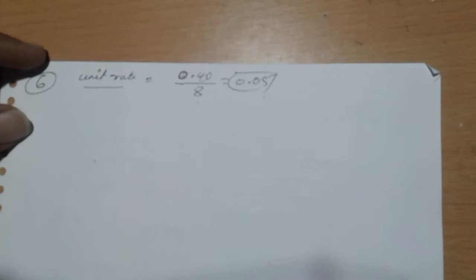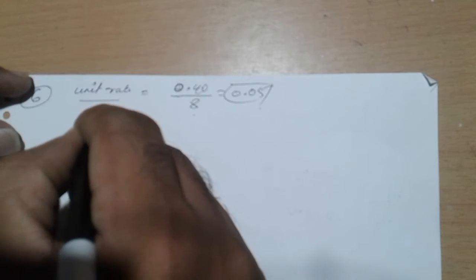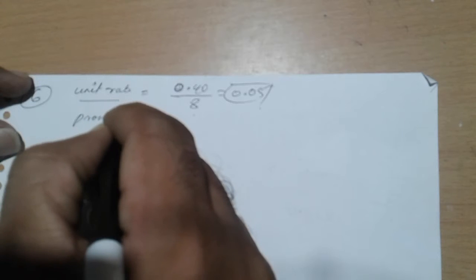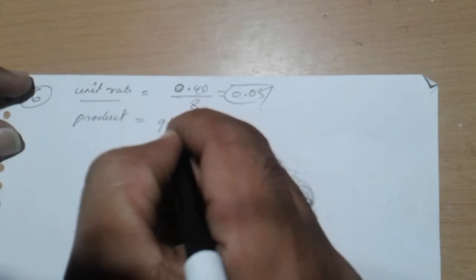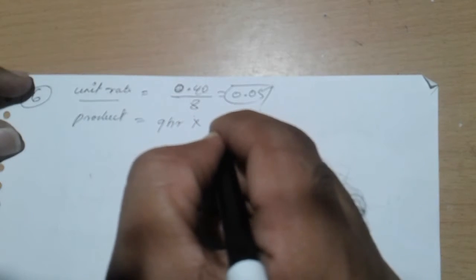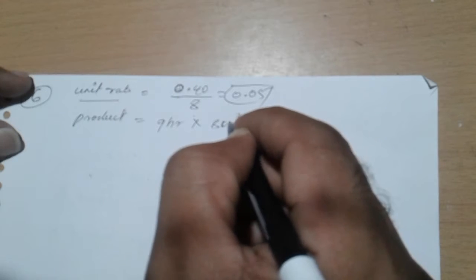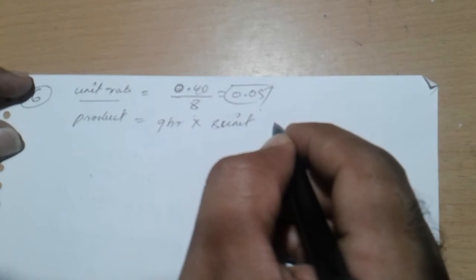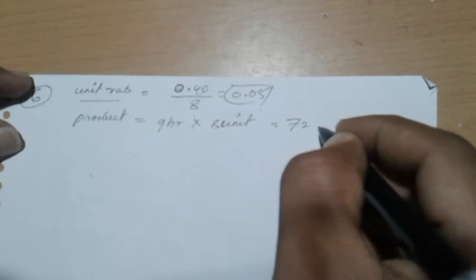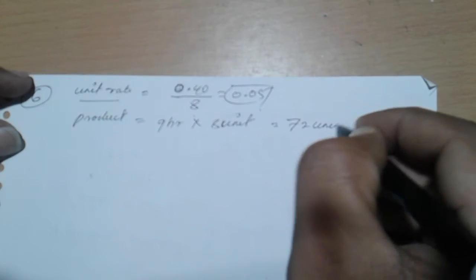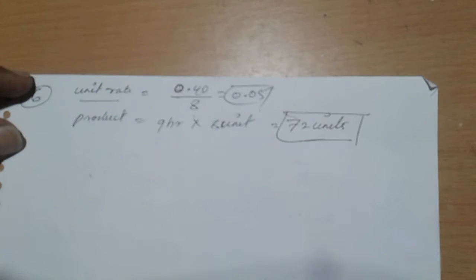Okay, now that's the unit rate. Then the standard production is 9 hours into 8 units. Per hour we get 8 units, and daily it is 9 hours of work. So how much? 72 units per day. We are getting 72 units per day.